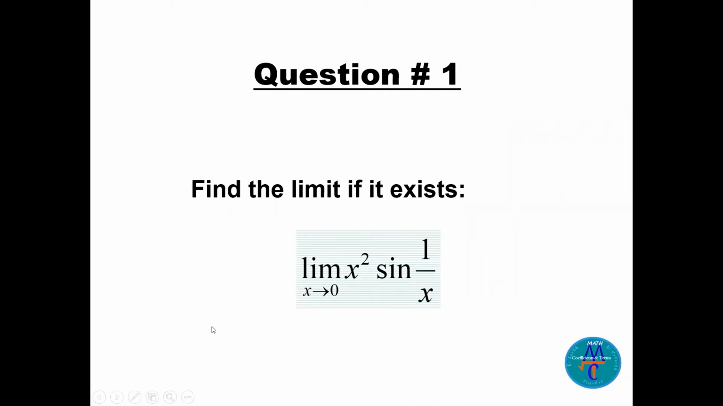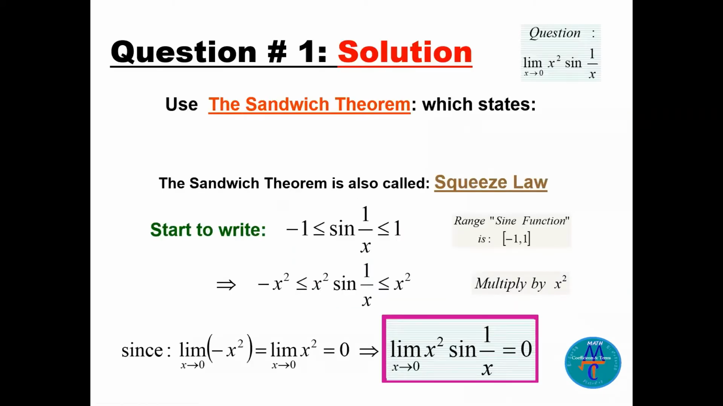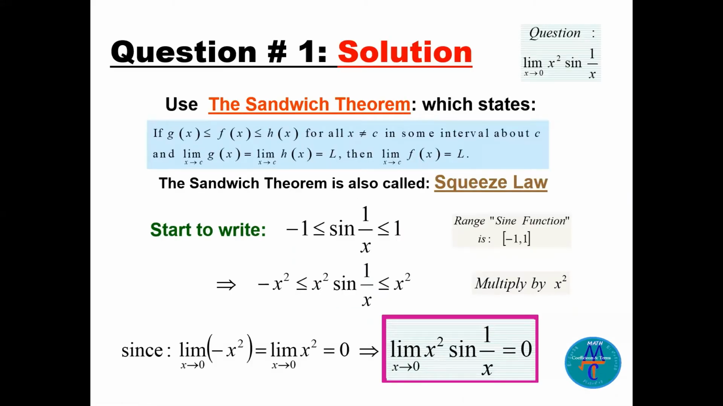Question number 1, find the limit if it exists. The limit of x squared sine 1 over x as x goes to 0. Now, this is not easy to find, so we can think of a way by using the sandwich theorem. Sandwich theorem we have explained in the lecture.